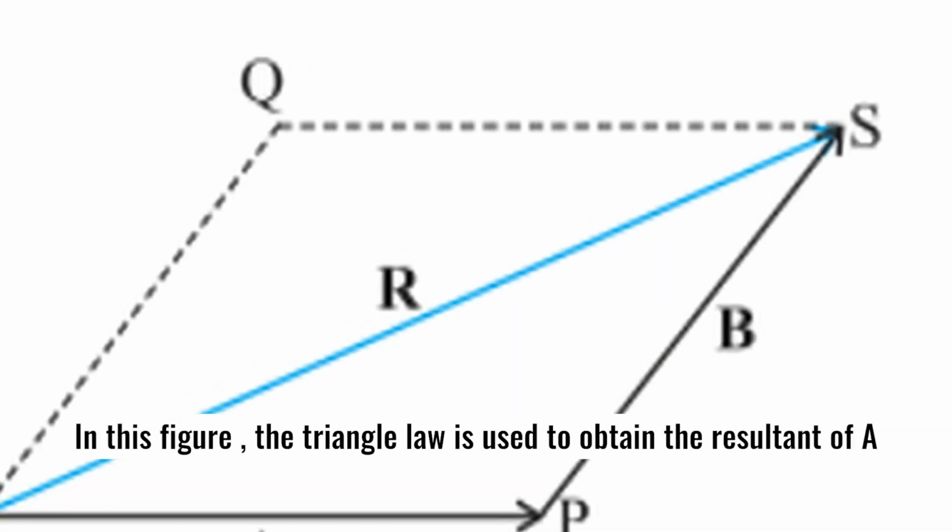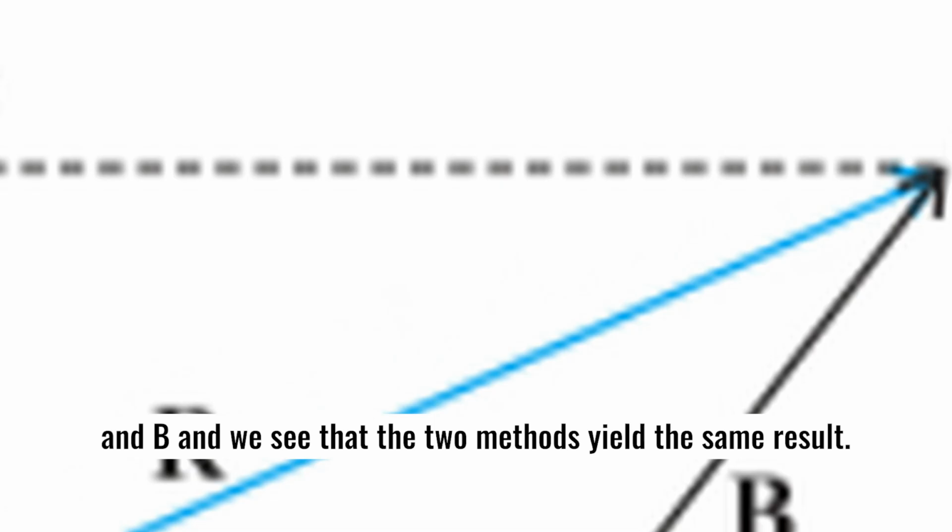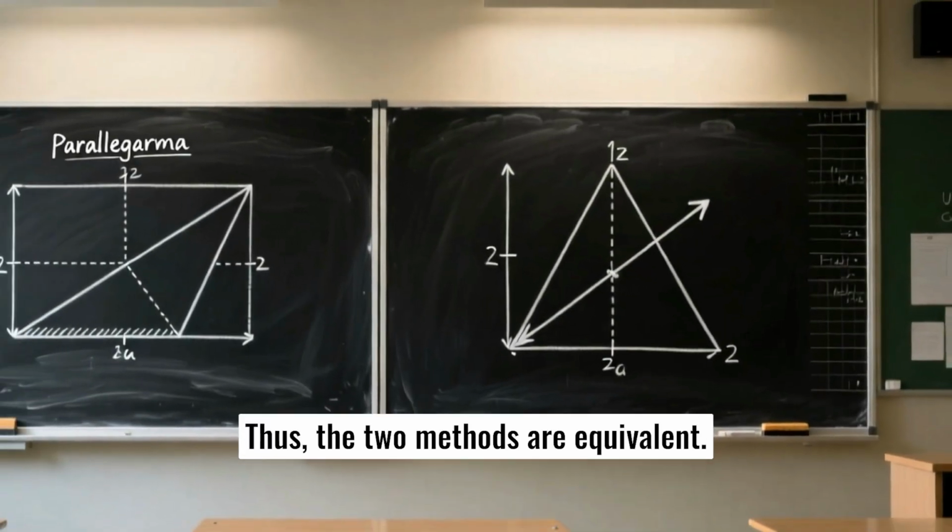In this figure, the triangle law is used to obtain the resultant of A and B, and we see that the two methods yield the same result. Thus, the two methods are equivalent.